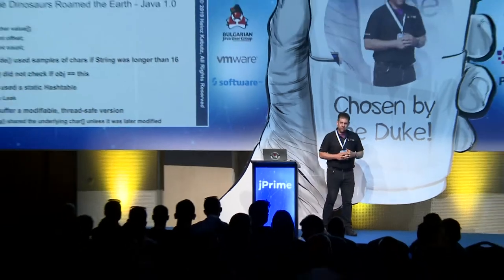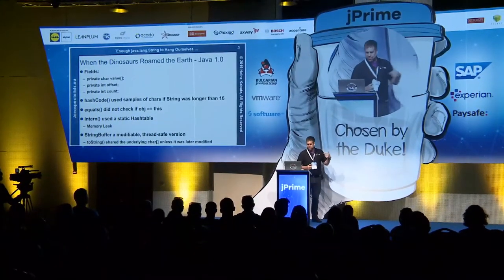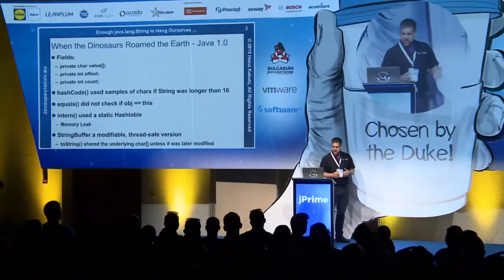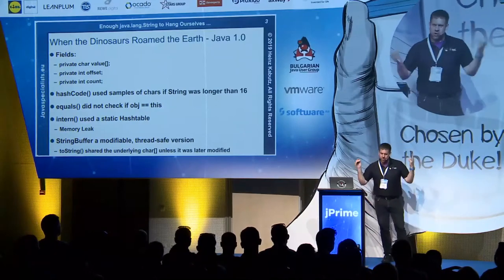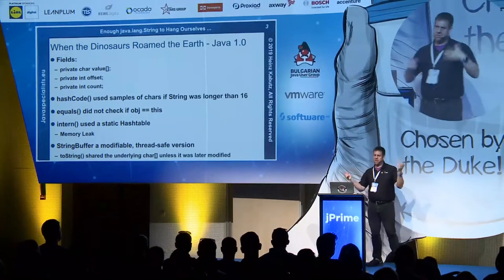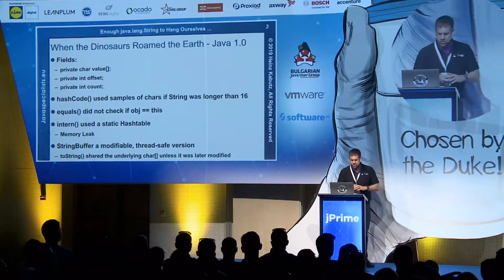Hash code used samples of characters if the string was longer than 16. Some other funny things, equals didn't check whether the objects are actually the same, identical. Intern used a static hash table, which was a memory leak, of course. And then string buffer was a modifiable thread-safe version that's a bit like a vector of type char, right? Vector is a thread-safe type of array list, and this is like a vector of type char.